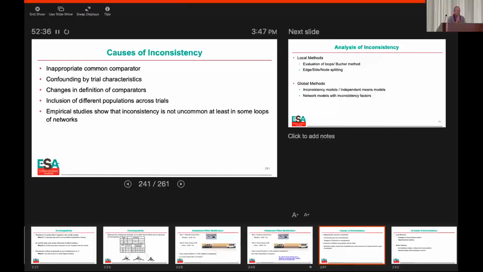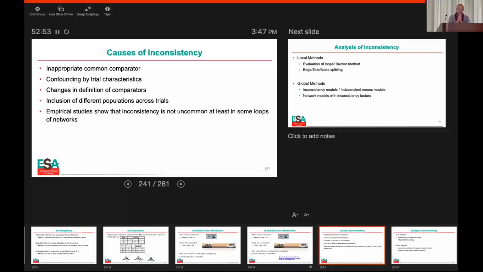So what are some of the potential causes of this inconsistency where the indirect and the direct effects may not agree? One is that there's an inappropriate common comparator. That's like the standard of care example where it's changed over time, and so the placebo is really not the same placebo.